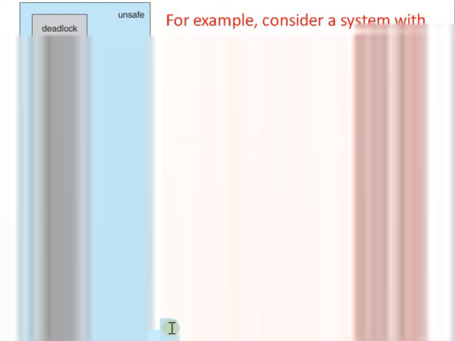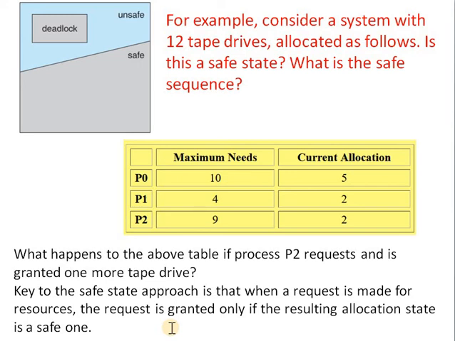But at another time moment, at time T1, what happens if process P2 requests and is granted one more tape drive? Then it is also in a safe state. But at another time moment, if process P0 is allocated all its need, at that time the system goes from safe to unsafe state. This is the example of safe state and unsafe state.